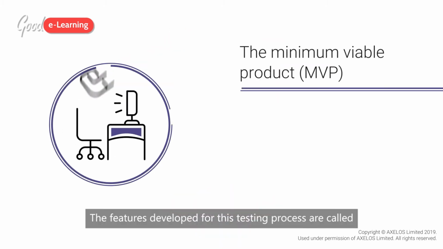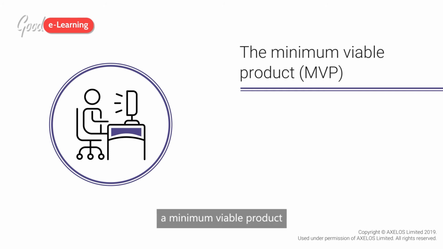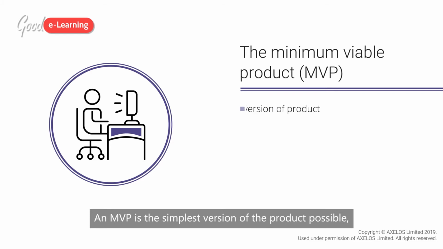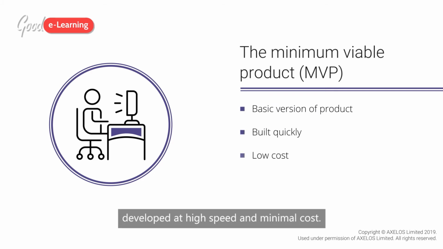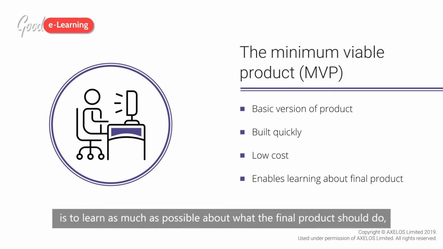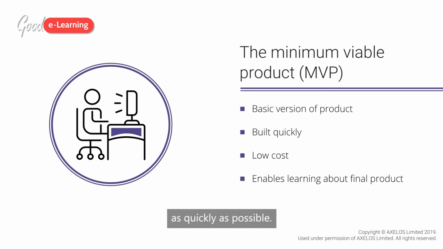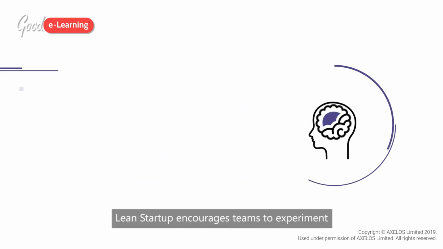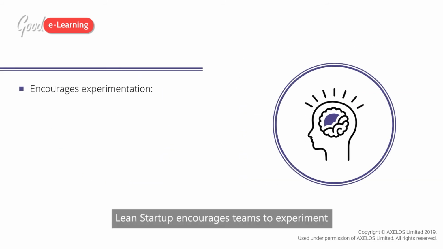The features developed for this testing process are called a minimum viable product, or MVP. An MVP is the simplest version of the product possible, developed at high speed and minimal cost. The aim of the MVP is to learn as much as possible about what the final product should do, as quickly as possible. Lean Startup encourages teams to experiment and test what they believe customers want.